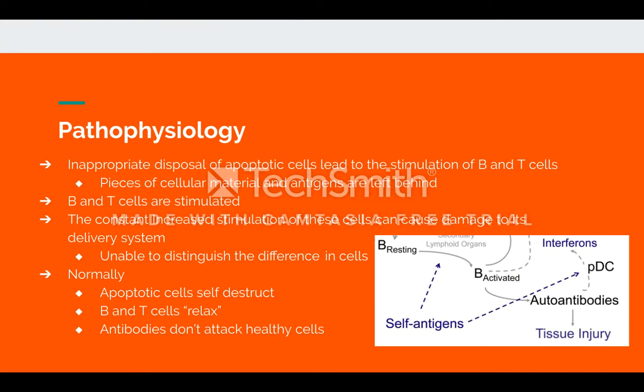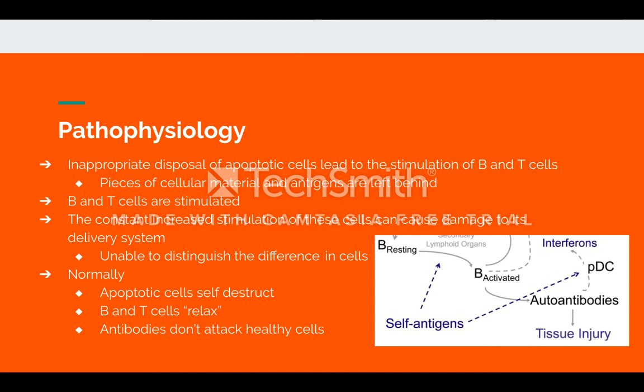Pathophysiology. SLE is basically caused by the inappropriate disposal of apoptotic cells that leads to the stimulation of B and T cells, pieces of cellular material that usually are destroyed when a cell begins to self-destruct. The constant increased stimulation of these cells can cause damage to its delivery system, and therefore the antibodies begin to attack healthy cells as well because they're unable to distinguish the difference between healthy and unhealthy cells.